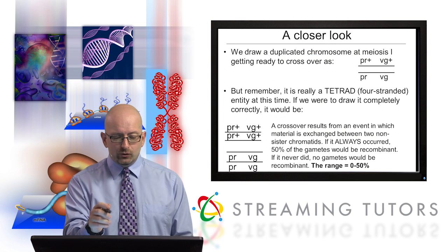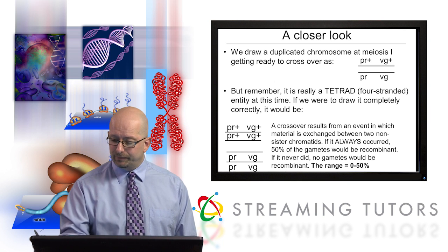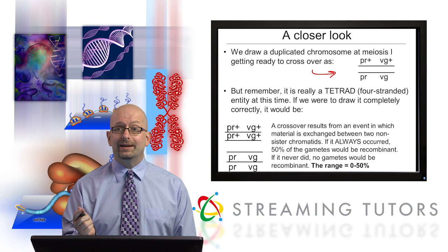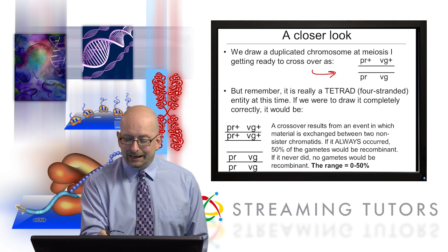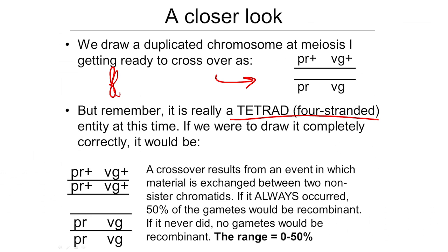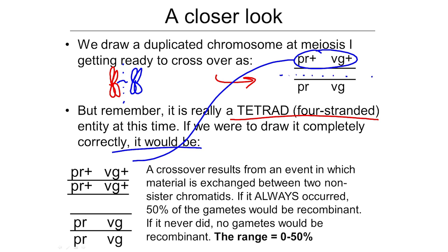So we drew a duplicated chromosome at meiosis 1, getting ready to engage in crossing over. But that's a bit of an oversimplification, because it's really a tetrad, a four-stranded entity at this time. Remember what this looks like. We make a homologous pair lining up next to each other, and remember that we said they're going to intermingle somehow. That dotted line I drew over there is the same dotted line there. So if you want to draw it completely correctly, this right here would have to be drawn like that.